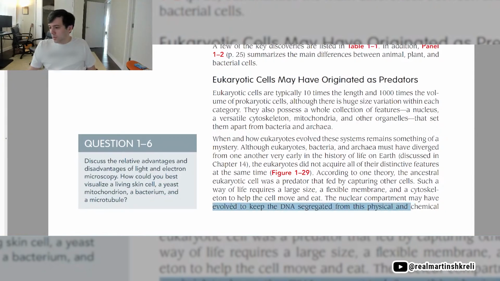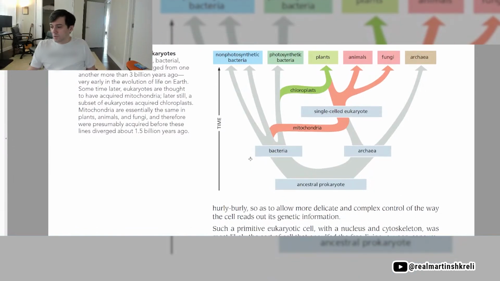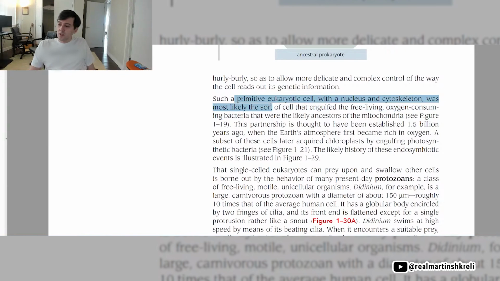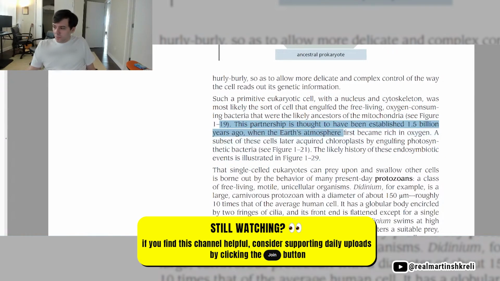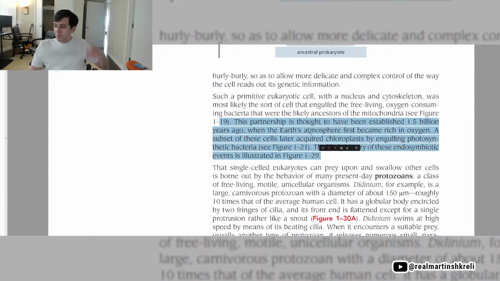All right, so the nuclear compartment evolved to keep the DNA separate from the hurly-burly, so as to allow more delicate and complex control of the way the cell reads out its genetic information. Such a primitive eukaryotic cell with nucleus and cytoskeleton was most likely the sort of cell that engulfed the free-living, oxygen-consuming bacteria that were likely the ancestors of the mitochondria. This partnership is thought to have been established 1.5 billion years ago, when the Earth's atmosphere first became rich in oxygen. A subset of these cells later acquired chloroplasts by engulfing photosynthetic bacteria. The likely history of these endosymbiotic events is illustrated above.